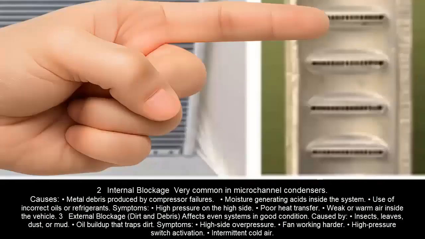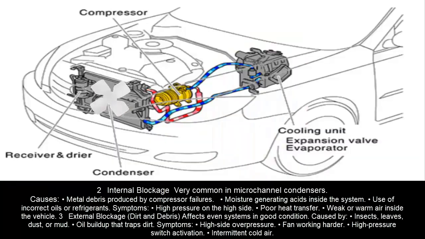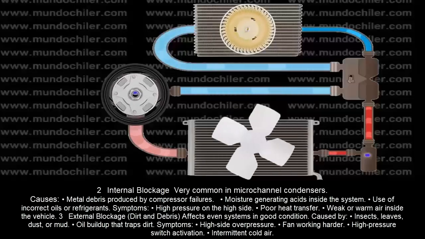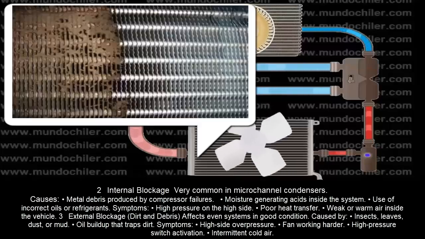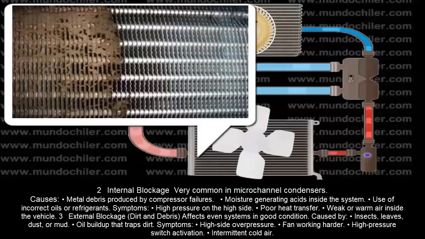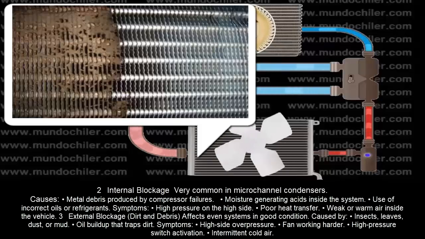2. Internal blockage. Very common in microchannel condensers. Causes: metal debris produced by compressor failures. Moisture generating acids inside the system. Use of incorrect oils or refrigerants. Symptoms: high pressure on the high side. Poor heat transfer. Weak or warm air inside the vehicle.